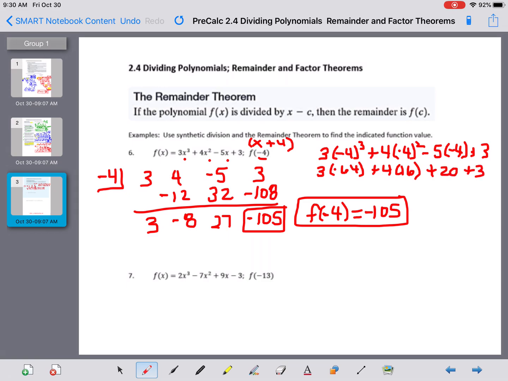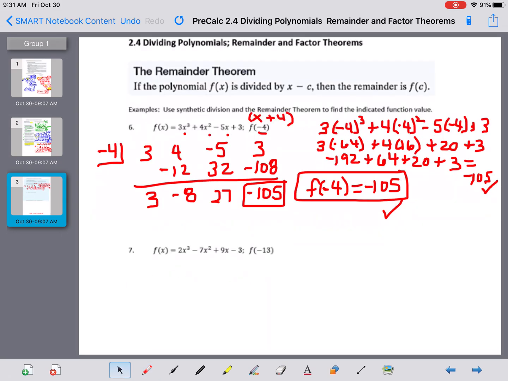Well, 3 times negative 64 is negative 192. 4 times 16 is 64 plus 20 plus 3. Well, I get negative 192 plus 64 plus 20 plus 3, and I get negative 105. So this is the exact same thing when I plug it in, or if I synthetically divide, I get it as my remainder, okay? So the remainder theorem's telling me synthetic divide it instead, and whatever the remainder is, that's your value when the x is negative 4. Is it faster? I don't know. If you remember the process, it's not a bad method to do it, so it's kind of your choice.